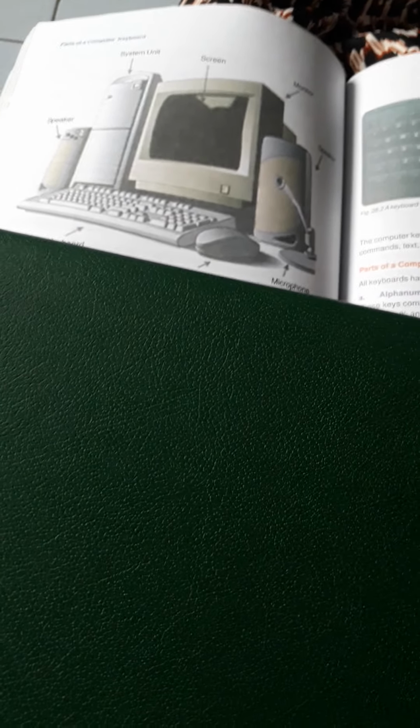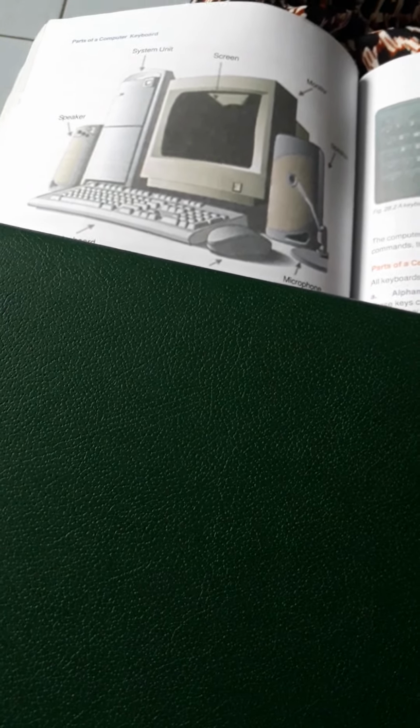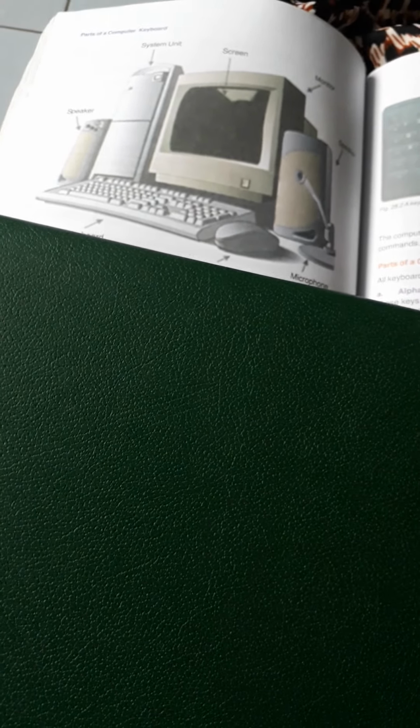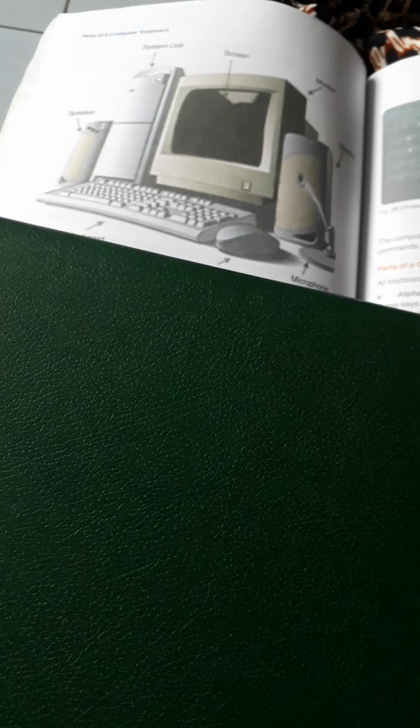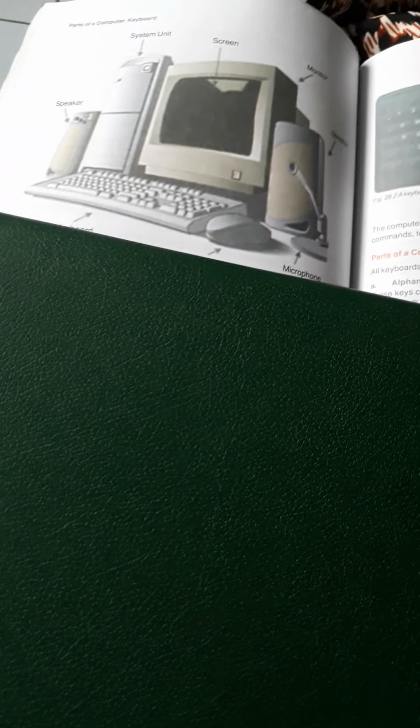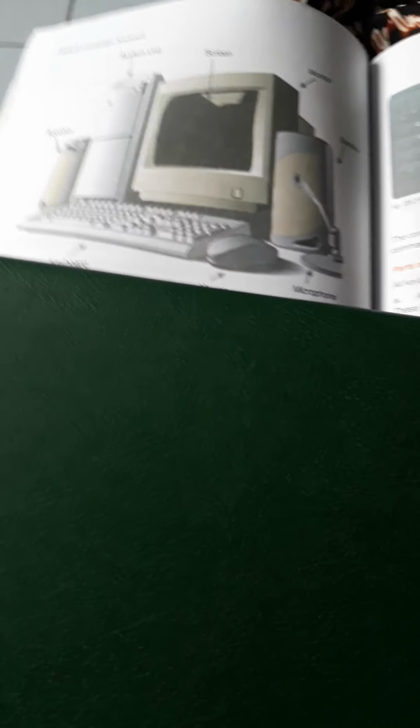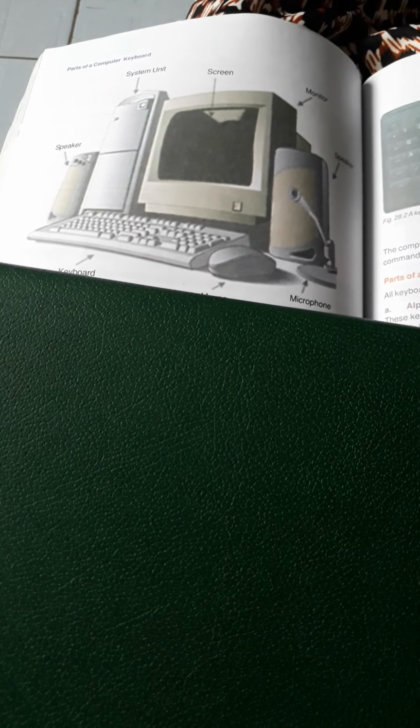Meanwhile, read-only memory, ROM, is a more permanent type of memory storage used by the computer for important data that does not change. Your computer is powered on and off each time by ROM.